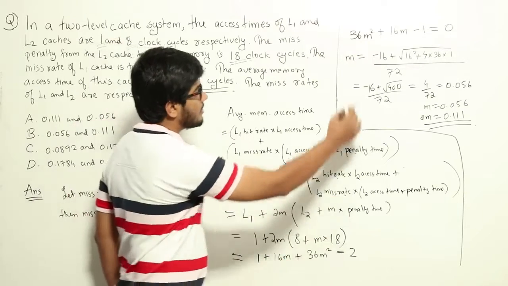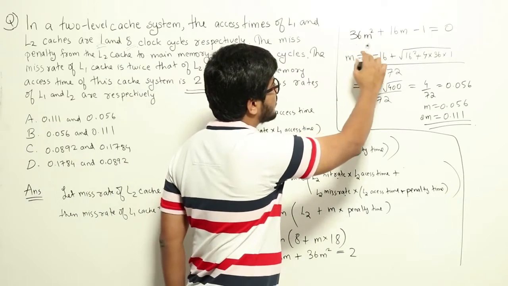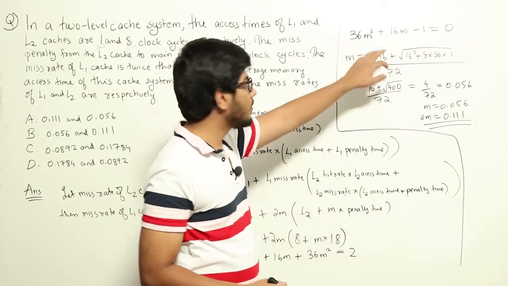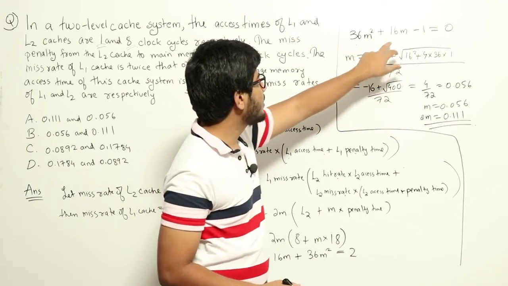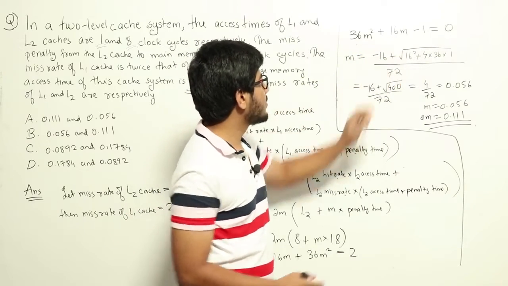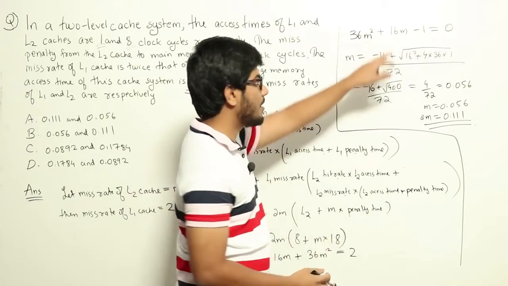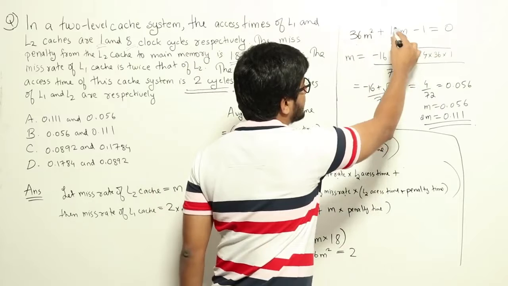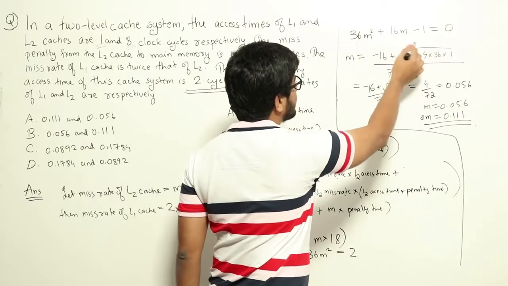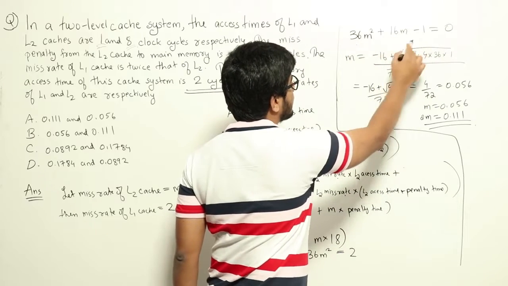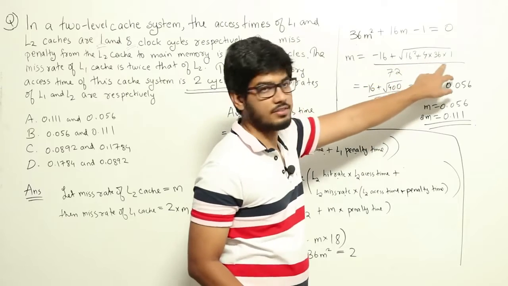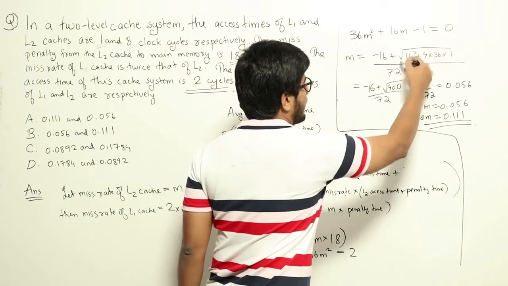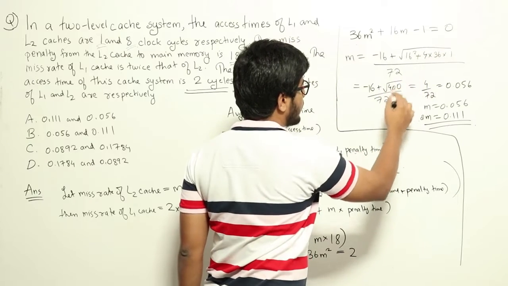So this equation I have rewritten here as 36m square plus 16m minus 1 equals 0. Now to solve a quadratic equation, m will be minus 16 plus or minus, we don't need to take minus because m has to be positive for us. So it will be minus 16 plus root of b square, that is 16 square, minus 4ac, that is minus 4 into 36 into minus 1, that will be plus 4 into 36. So that will be minus 16 plus this will evaluate to 400, minus 16 plus root of 400 by 72.